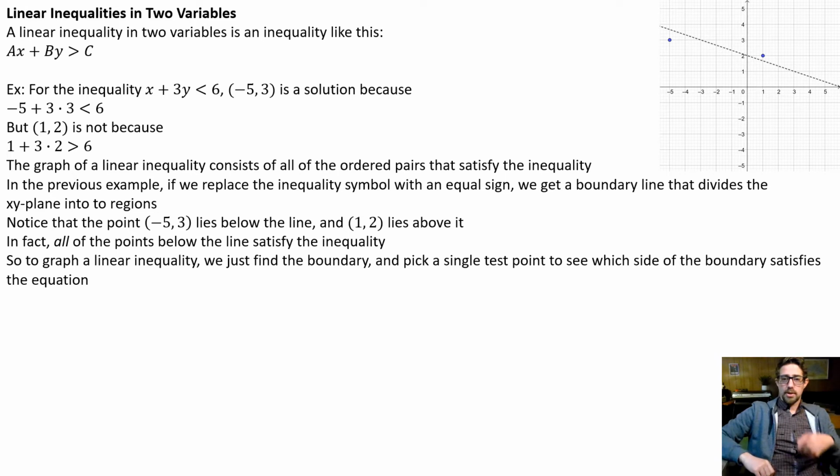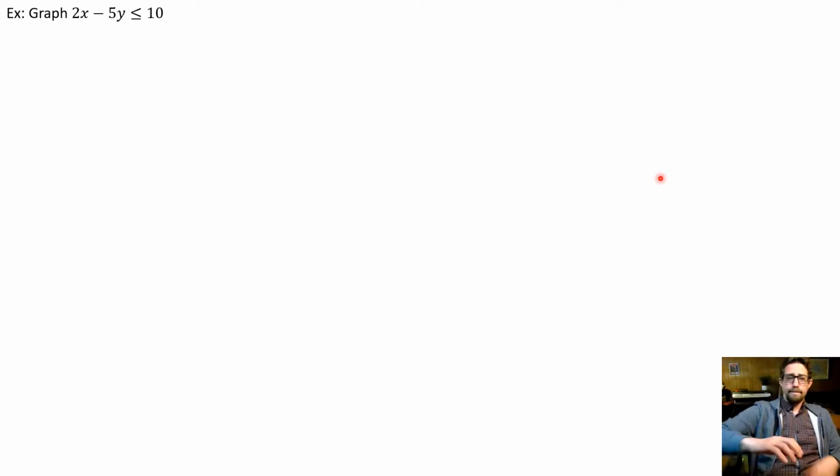Okay, so we just pick a single test point. It's going to be one side of this boundary or the other that gets shaded in, and the test point just tells us which side we shade in. We're done. Okay, let's just do an example.